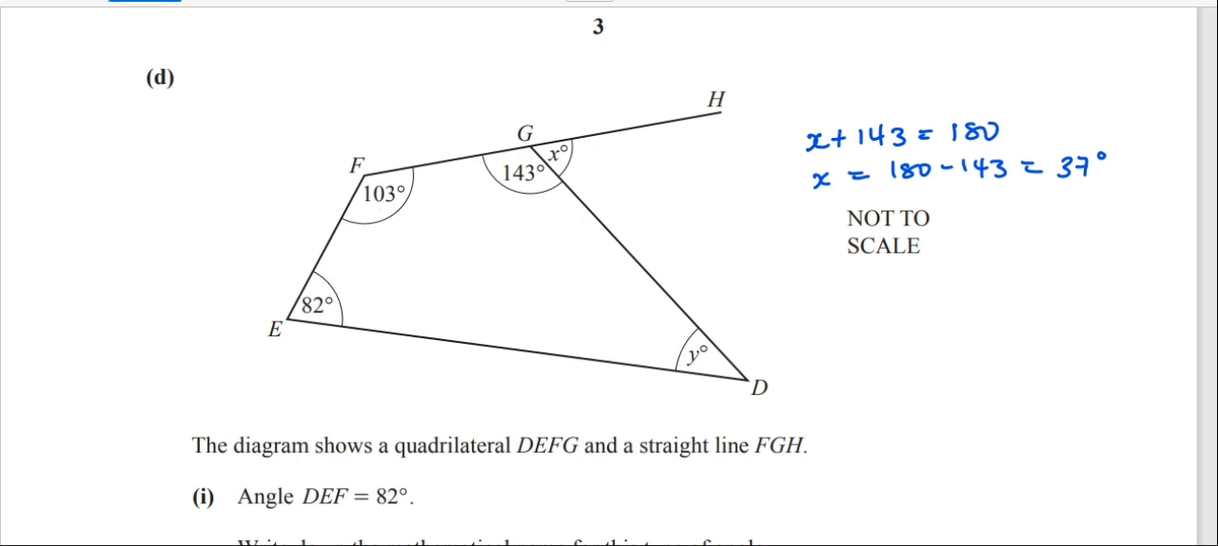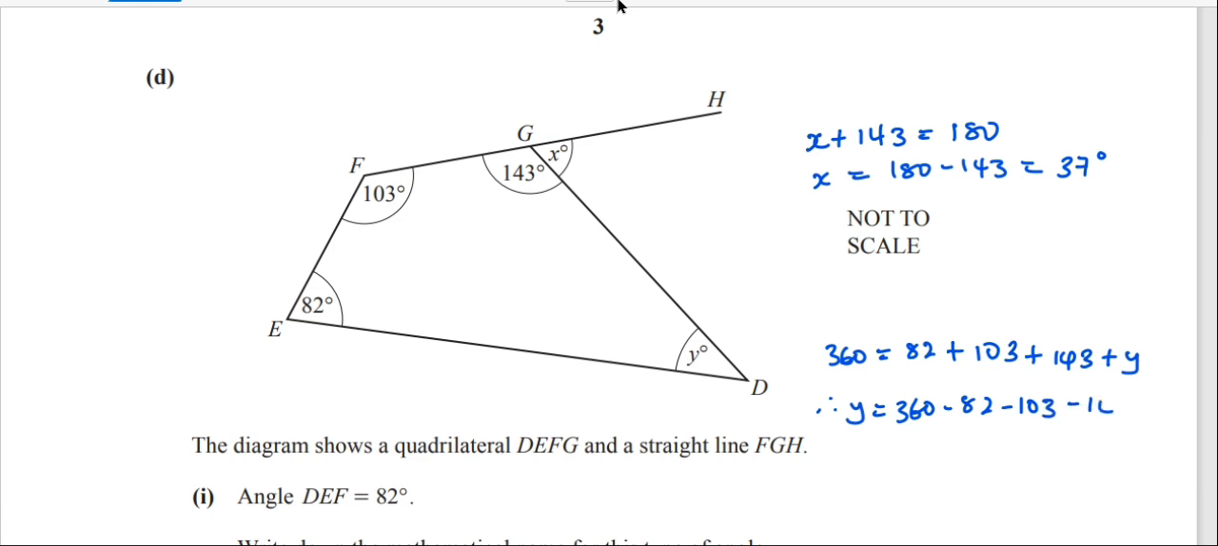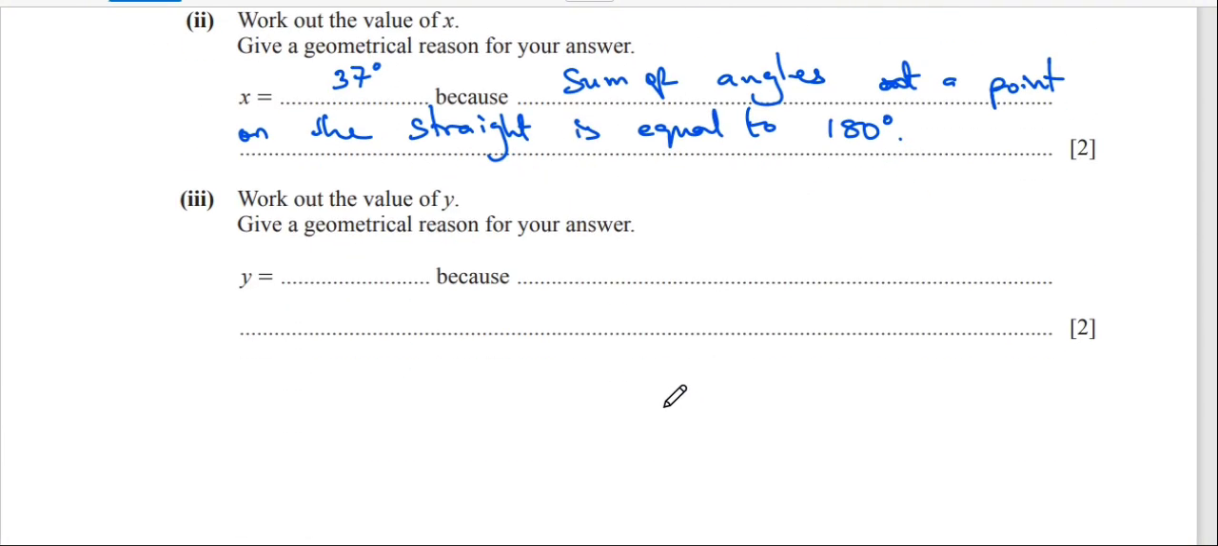So it simply means that 360 degrees is equal to 82 plus 103 plus 143 plus y. So with that now, we can say that our y is equal to 360 minus 82 minus 103 minus 143. That will give you 32 degrees.